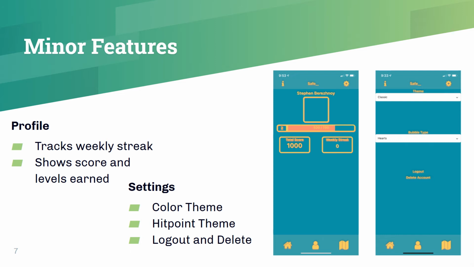Finally, to wrap up, I'll mention the profile and settings screens. The profile screen gets information from your Google login to get your name and picture. It also shows your current level, your total score, and your weekly streak. The settings screen allows you to change the app's aesthetics and log out or fully delete your account data from our backend.